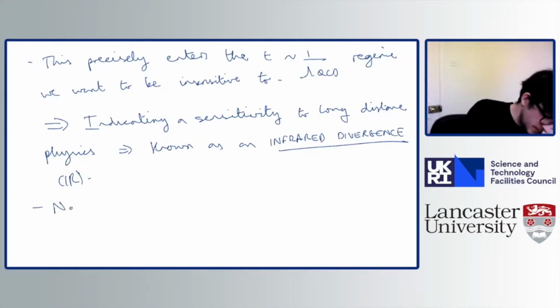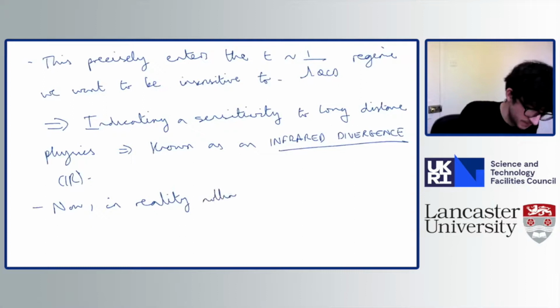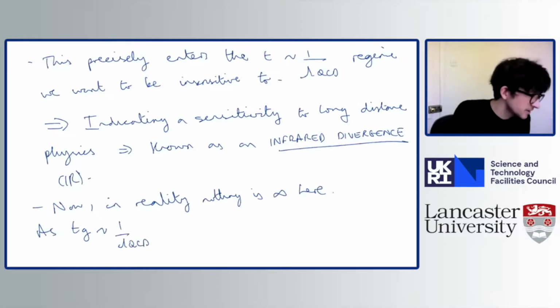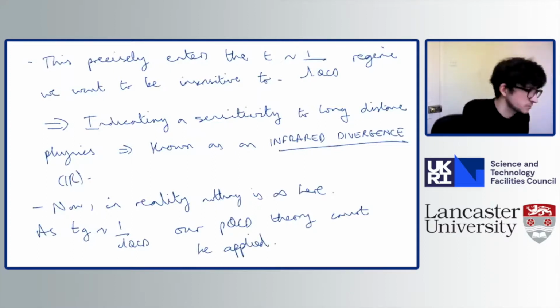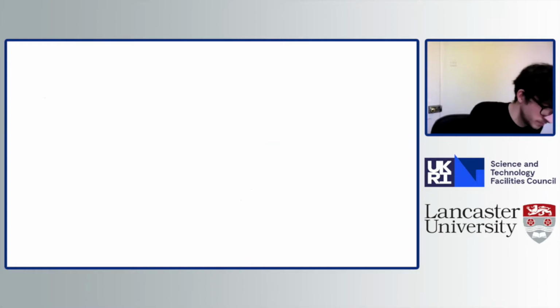Now the point to make is that in reality, nothing is actually infinite. Nature, you don't have infinite observables, and nothing is infinite here. But rather, as let's say the gluon emission goes like 1 over lambda QCD, when you enter that regime, our perturbative QCD theory doesn't make sense. So it's just indicating that the theory is breaking down. Hence, things are blowing up. So this really seems to be a disaster.